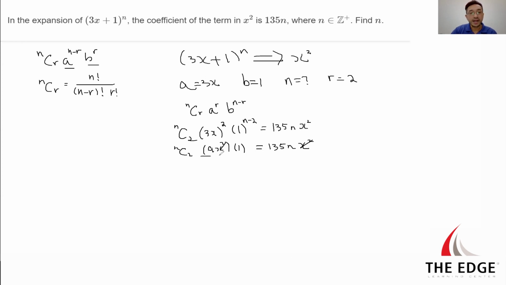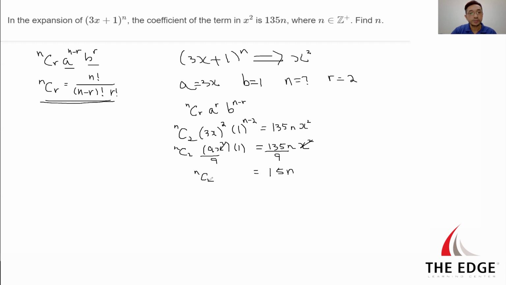I can also divide both sides by 9 immediately to cancel out the 9 and make the right-hand side a little easier. So I end up with nC2 equals, 135 divided by 9 in this case will give me 15n. All right, so now we can use this equation right here to find the binomial coefficient.